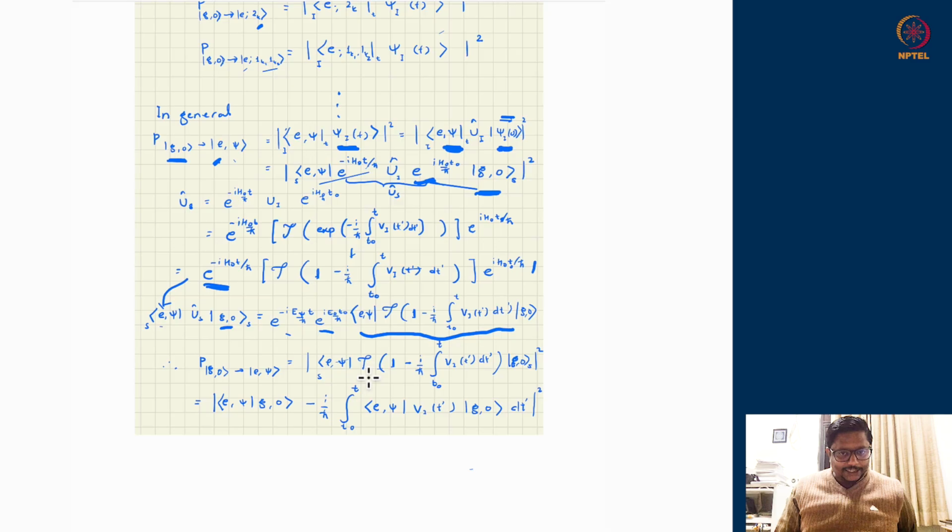The first term is identity. Time ordering of identity is just identity. So the first term will just be the overlap between the two states of interest, the initial state G0 and my projection of the likelihood of going to the state of interest, E psi.